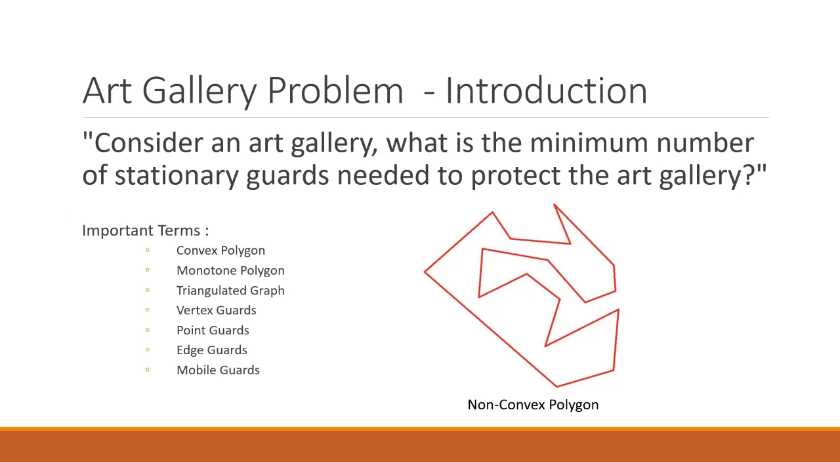So these are vertex guards, and then we have the point guards. So these are guards that can be located anywhere in the polygon to be guarded. Then we have the edge guards. So guards moving along the edge of the polygon. Then we have the mobile guards. The guards are allowed to move along closed line segments totally contained in the polygon.